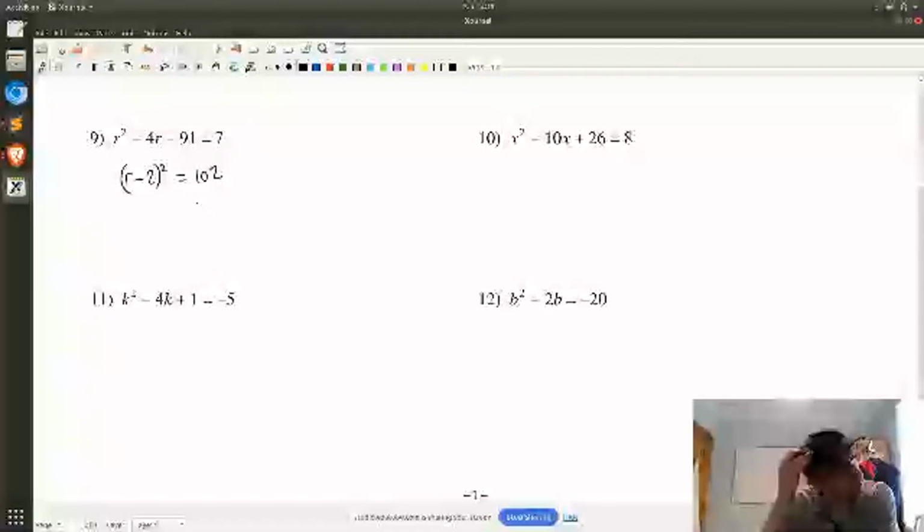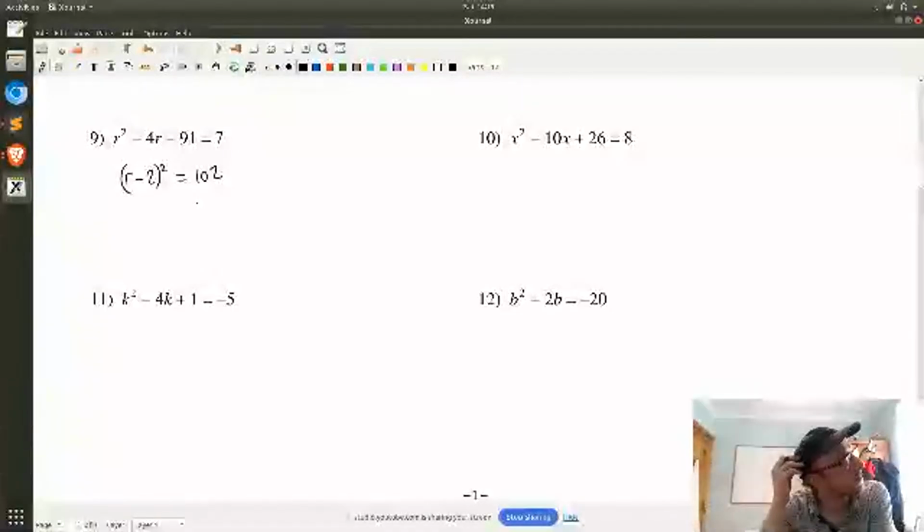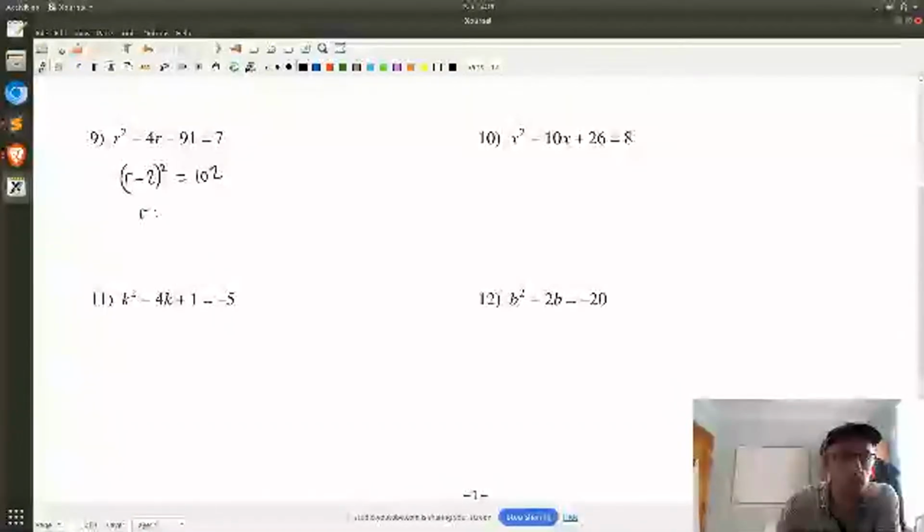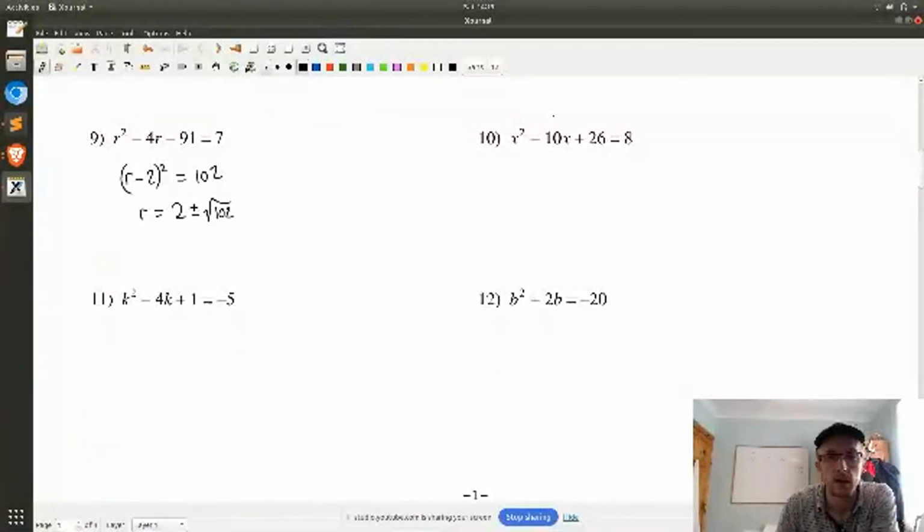2 root... Oh, why am I not getting this? It's 2 times 3 times 17. So you can't do it. So that, I think.